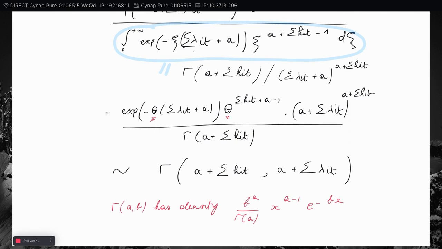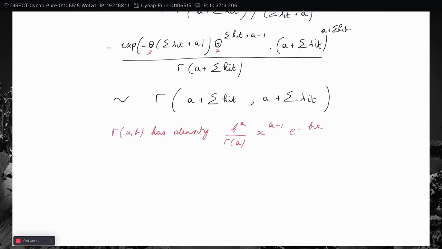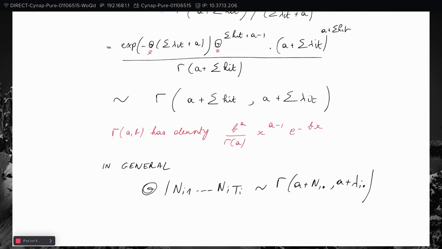So my conclusion, in general, under the assumption of a gamma distribution for my risk parameter, I can say that its posterior distribution is gamma distributed again with these parameters. Yeah, that's my general setting now.